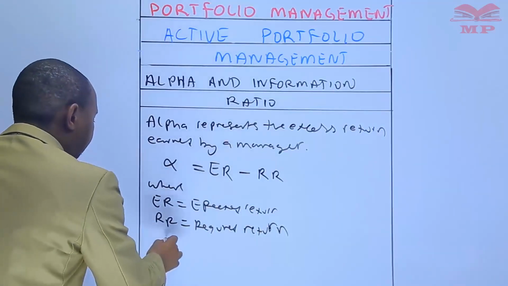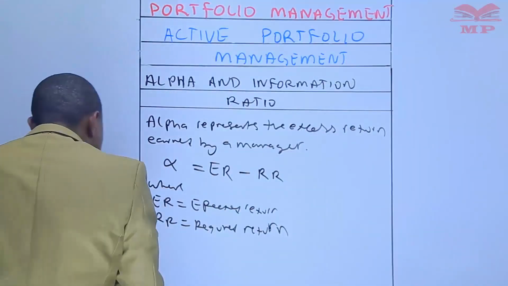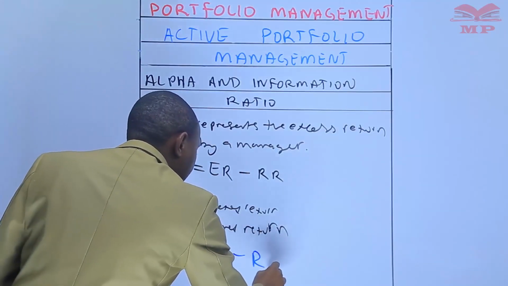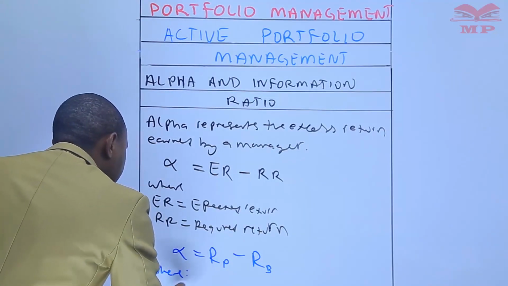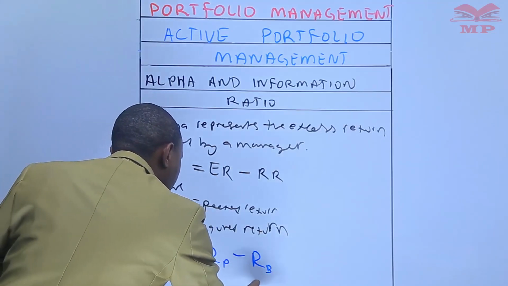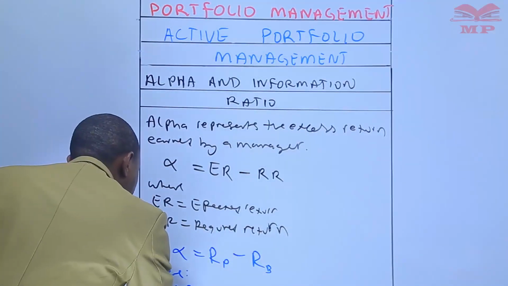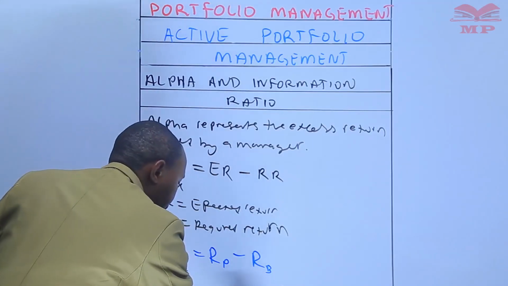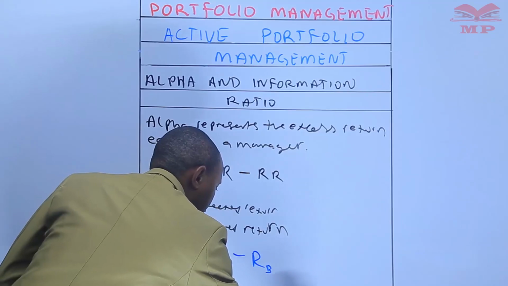We can also say that alpha is given as return on the portfolio minus return on the benchmark, where RP is return on portfolio and RB is return on benchmark.